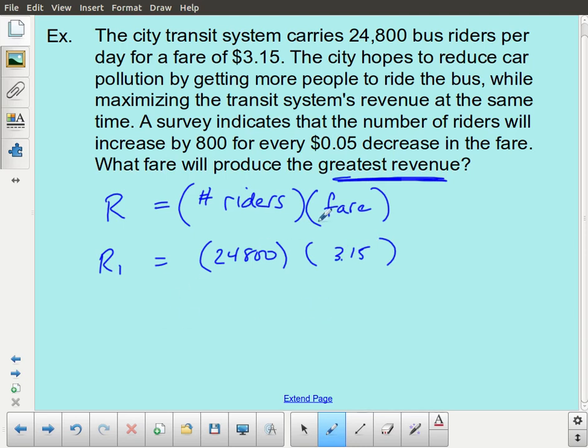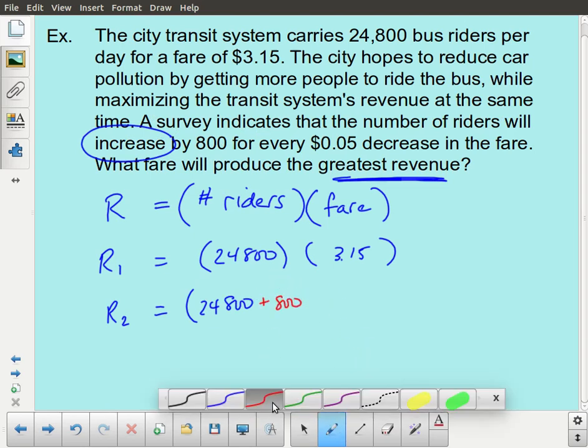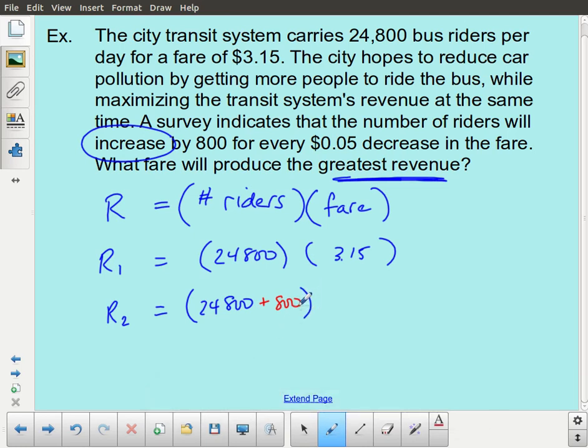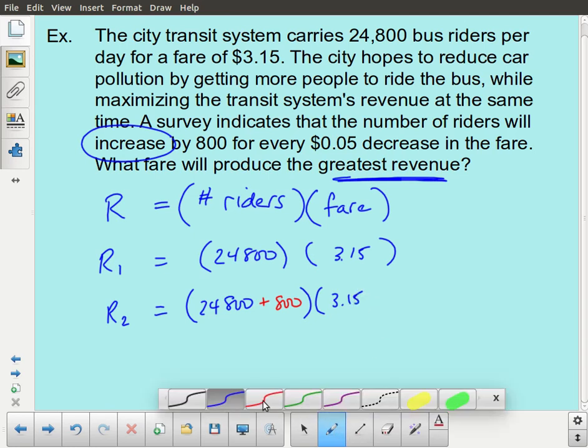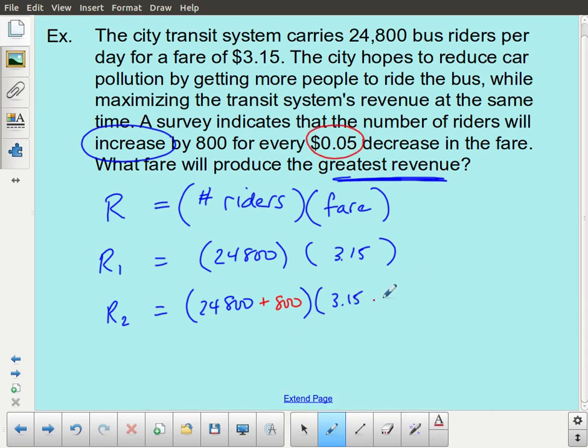$3.15. And I find this to be a useful way to set up these questions to help people organize their thinking. What is another scenario that we could have here? Well, this one says that the number of riders will increase by 800. So 24,800, and if I add 800 riders to that, well, what would I need to do to add those 800 riders? I would have to take the price and I would have to drop it by 5 cents.